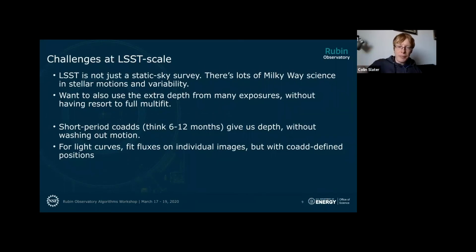our planning process. And I think, again, the solutions here pretty closely parallel what Jim talked about yesterday, where short period coadds are a way to give us this additional depth deeper into the galaxy and not entirely lose all the proper motion over the entire course of the survey. And then we still expect to go back to the individual images to fit fluxes for light curves. And I'll say more about that in a minute.